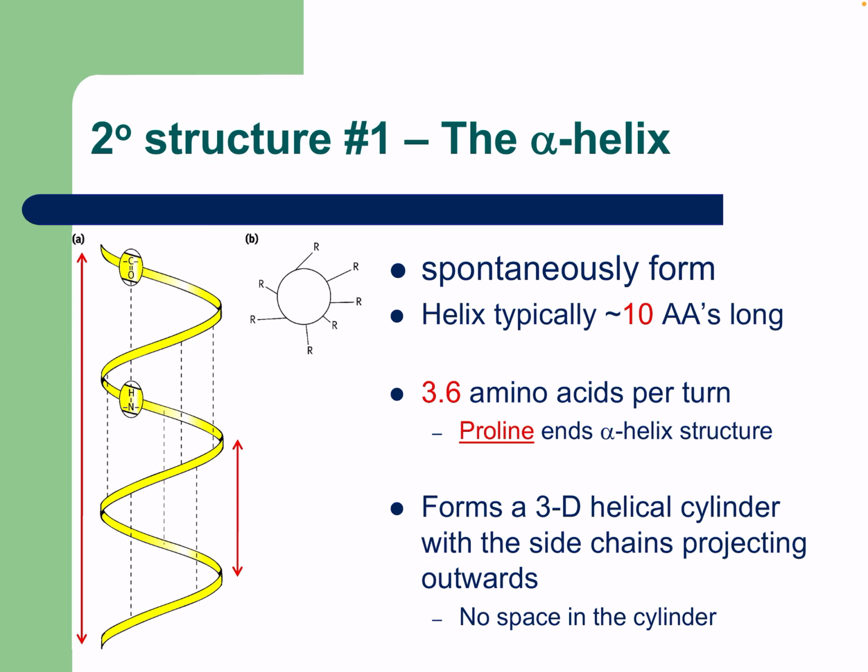So the alpha helix is spontaneously formed. The helix is typically approximately 10 amino acids long. There are 3.6 amino acids per turn. So for example, proline ends the alpha helix structure, and this forms a 3D helical cylinder with side chains projecting outwards, and there's no space in the cylinder.